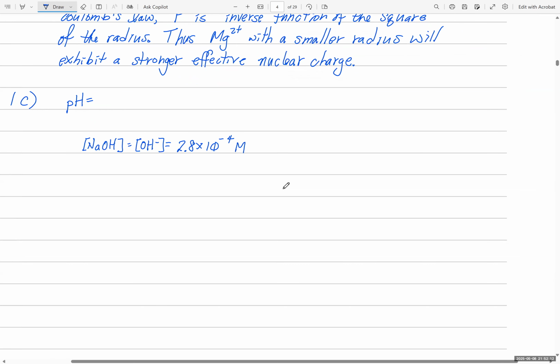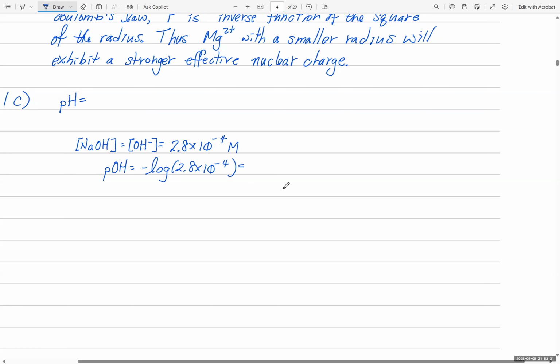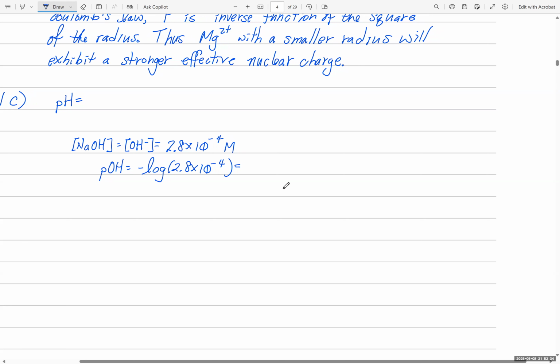All right, so now we can go with our pOH. pOH is equal to negative log of 2.8 times 10 to the minus 4. And what does that come out to? That's going to come out to 3.553. The reason is that, remember, it's 2.80, sorry. So the number of significant figures, which is 3 in this case, is going to be equal to the number of decimal places when you do logarithms. So that's going to be the pOH.